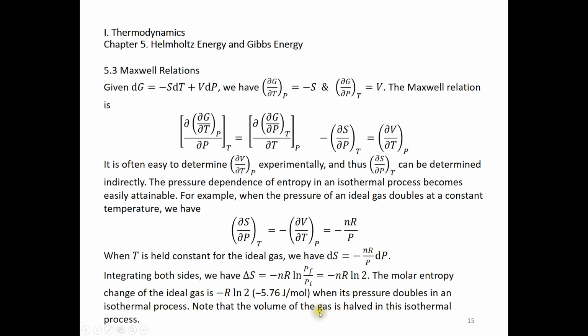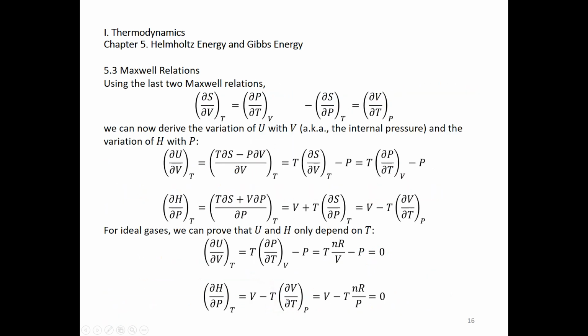Alright, so you can also use the volume change to calculate the entropy change. It's also going to be negative 5.76 joule per mole per Kelvin. And using the last two Maxwell relations, these two, very useful. We can now derive how U depends on volume and how H depends on pressure under constant temperature condition. So it's very useful.